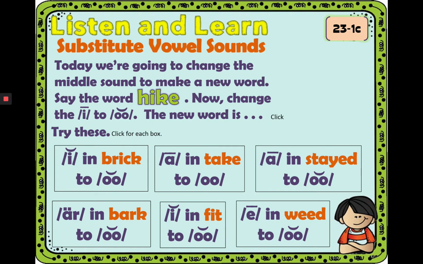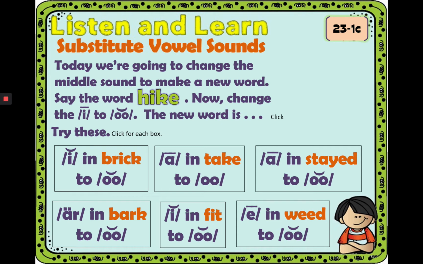Listen and learn. We're going to be substituting some vowel sounds. We haven't sang the vowel song together in a long time, so I'm going to sing it, and I hope on the other end you're going to sing it with me. Ready? A, E, I, O, U, A, E, I, O, U, A, E, I, O, U. Those are the vowels. So today we're going to change that middle sound to make a new word.